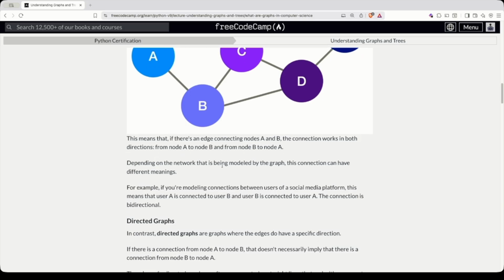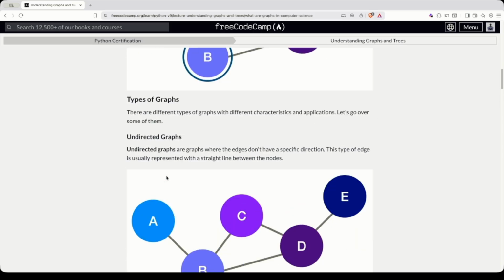Depending on the network that is being modeled by the graph, this connection can have different meanings. For example, if you're modeling connections between users of a social media platform, this means that user A is connected to user B and user B is connected to user A. This connection is bidirectional.